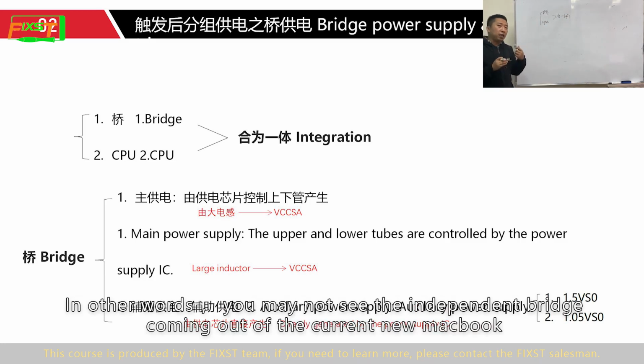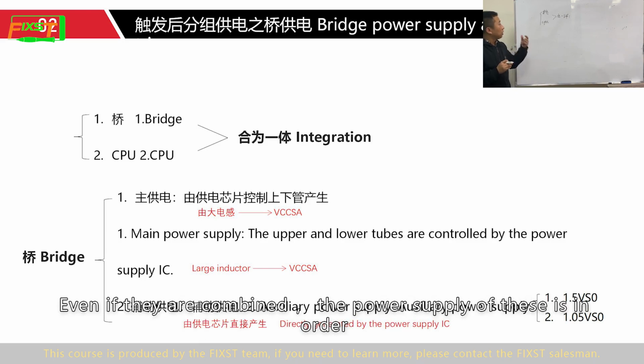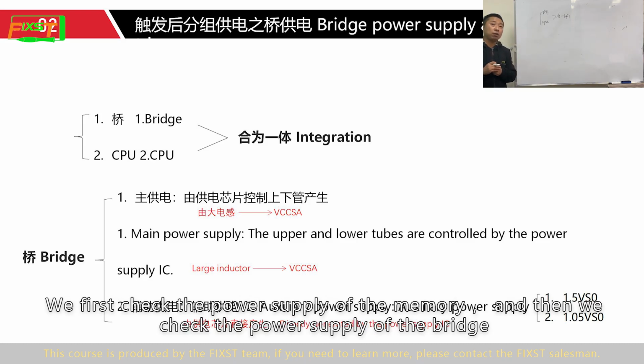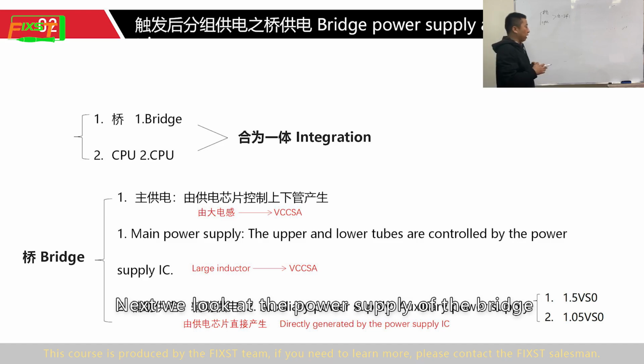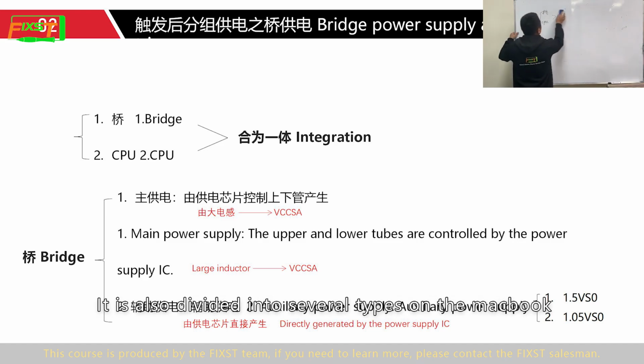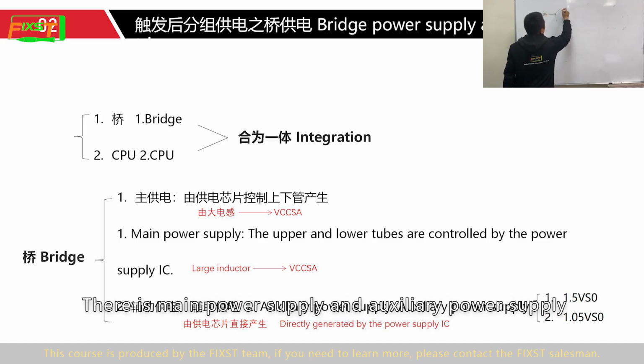In other words, you may not see an independent bridge on the current new MacBook. Even if they are combined, the power supply of this is in order. We first check the power supply of the memory, then the power supply of the bridge, and after that, the power supply of the CPU. Next, we look at the power supply of the bridge. It is also divided into several types on the MacBook: there is main power supply and auxiliary power supply.